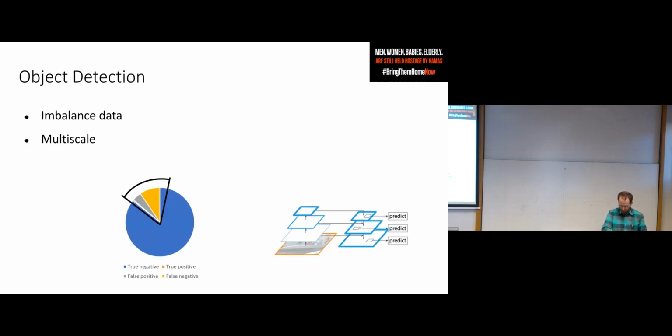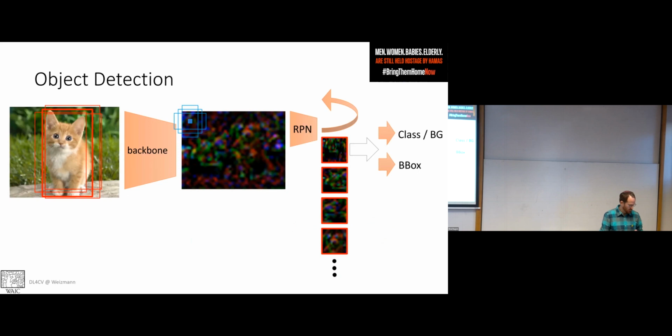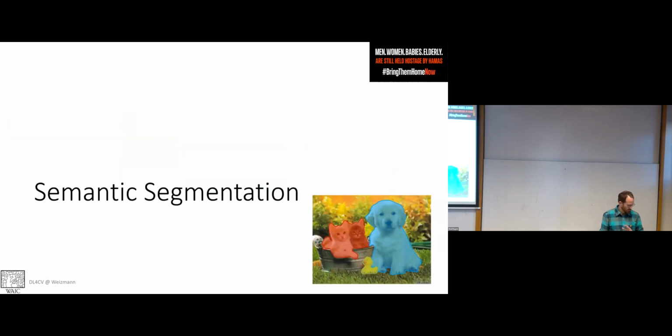Okay, we really need to go fast. So this was object detection. Can we do better? Set prediction. Okay, this would be in the tutorial. Okay, semantic segmentation. New task.